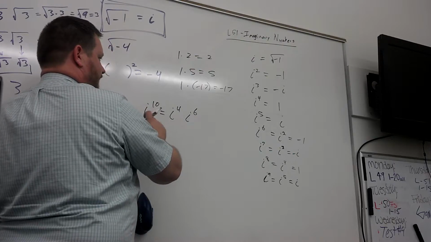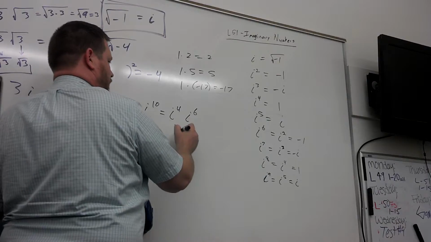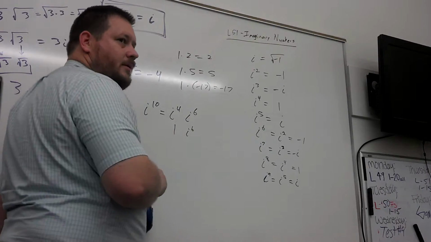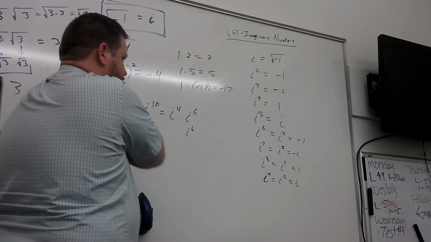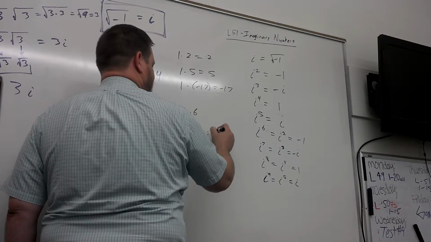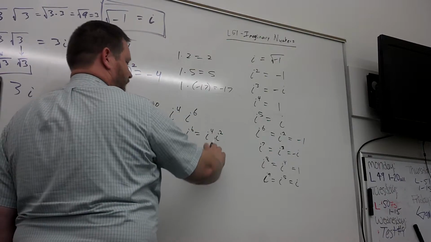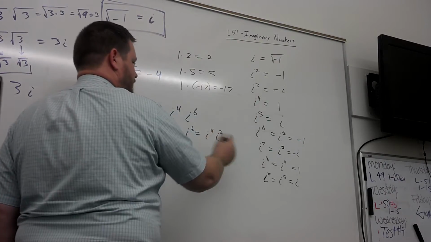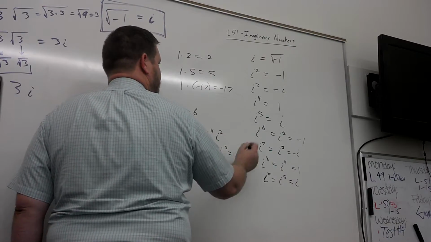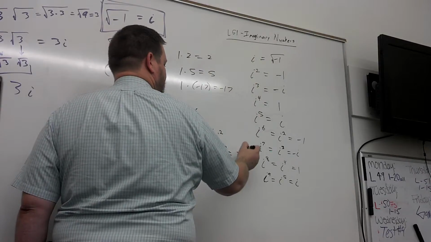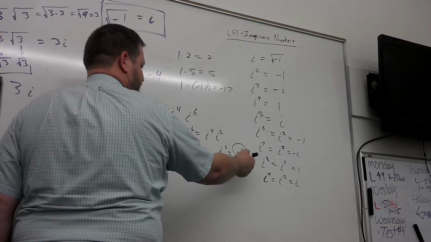So if I want i to the 10th, I can write it as i to the 4th times i to the 6th, and i to the 4th is 1, so that's 1 times i to the 6th. And I can write that as i to the 4th times i squared. 1 times i squared is just i squared, which is negative 1. So i to the 10th simplifies to just negative 1.